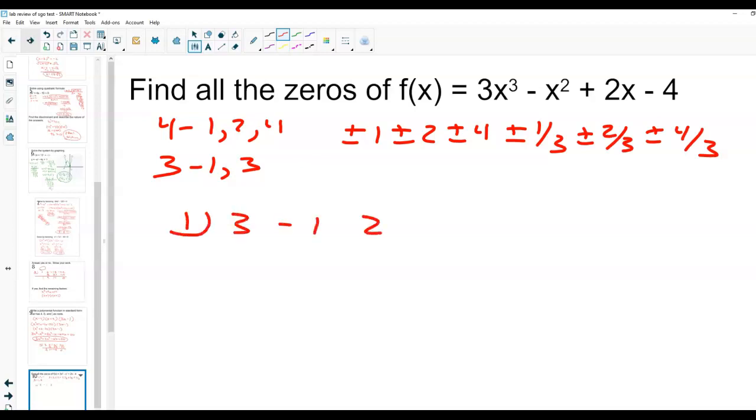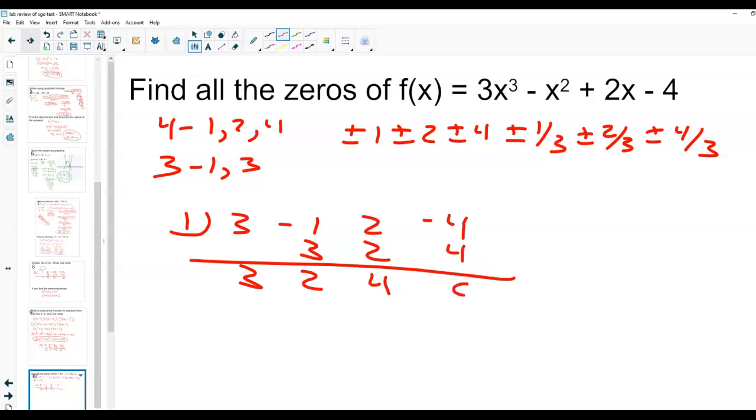3, negative 1, 2, negative 4. Drop the 3, we get 3. That's 2. 2 times 1 is 2. 2 and 2 is 4. 4 times 1 is 4. And we get our 0. So in that case, 1 is a 0.